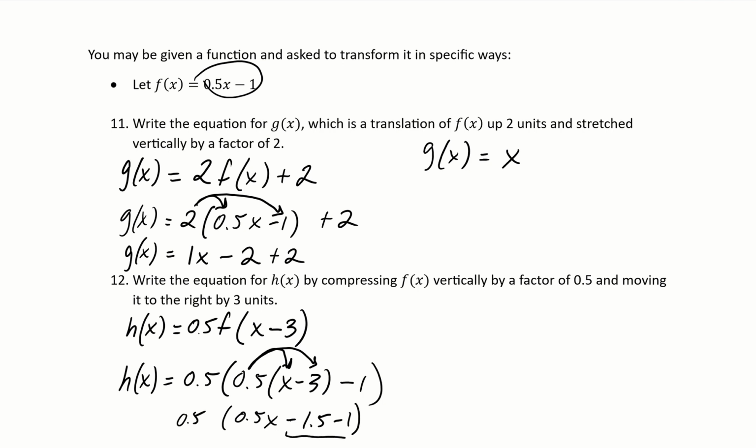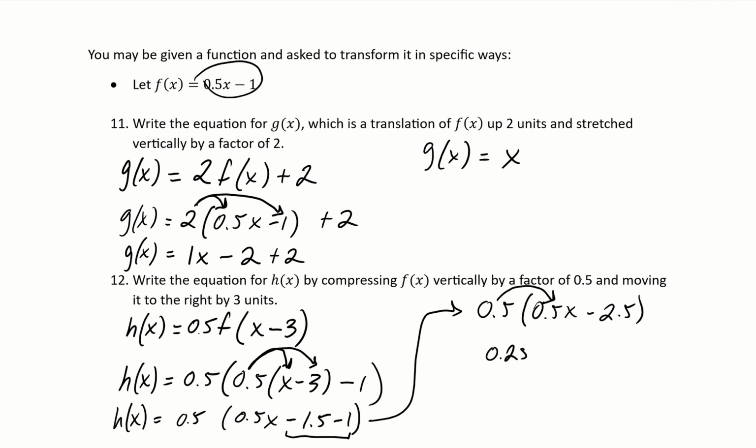I'm going to combine like terms here. So let's move up. I get 0.5 times 0.5x minus 2.5. That came from negative 1.5 minus 1 is negative 2.5. And then I'm going to distribute my 0.5. So 1/2 times 1/2 is 1/4, which is the same as 0.25x. And then 1/2 of negative 2.5 is negative 1.25. So that's h of x.